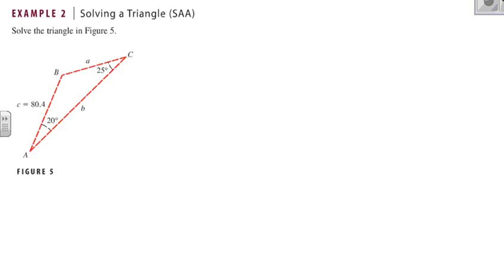So here's another example. It says solve the triangle, so that means we need to find any missing sides and angles. So let's set it up. First, we can find the angle pretty easily. 20 and 25 is 45, so that means this angle must be 135 degrees.